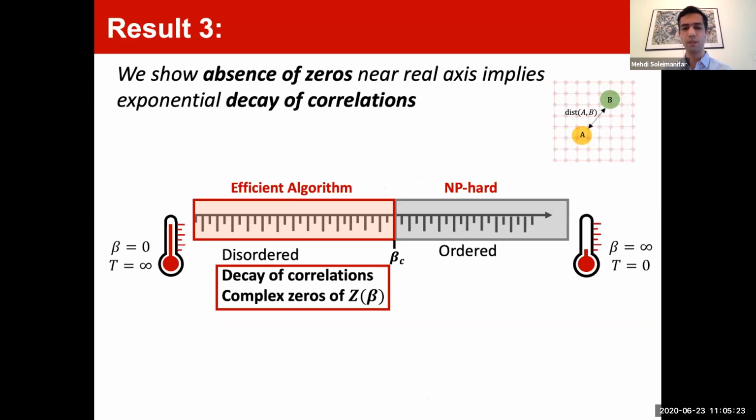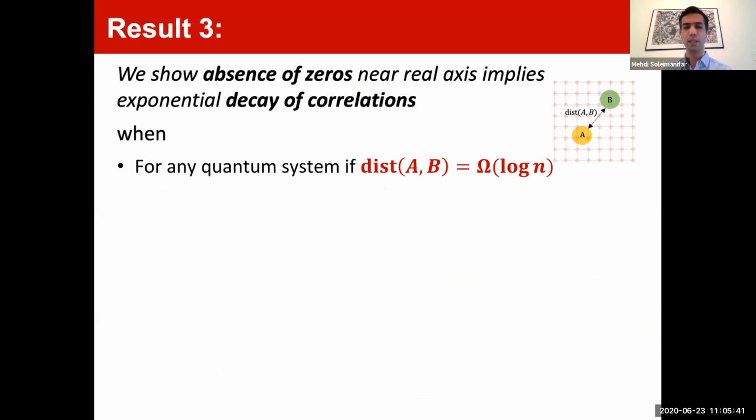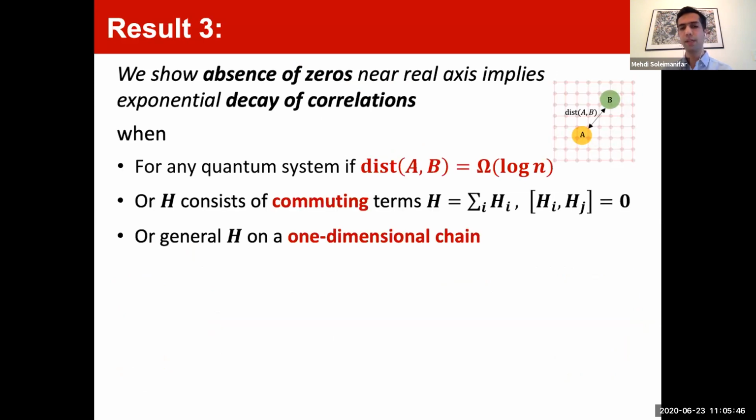One is based on the decay of correlations, and one is based on the complex zeros. In our third result, we make a connection between these two. And we show that at a given real beta, if there are no complex zeros around it, at that real beta, the correlations between the spins decay exponentially. And we show that if the spins that we are measuring the correlations are at least logarithmically far away, or if the Hamiltonian has a structure, it's either commuting or it's on a one-dimensional chain.